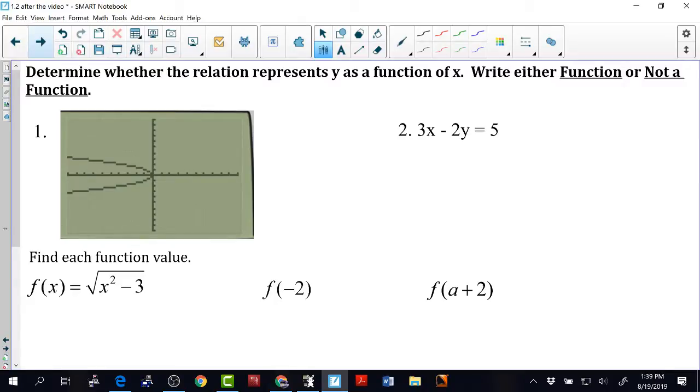Determine whether the relation represents y as a function of x. Write either function or not a function. If I pick any x value over here where the graph exists, there are 2 y values, so it fails what we call the vertical line test. This is not a function.